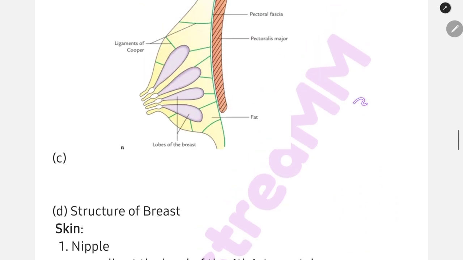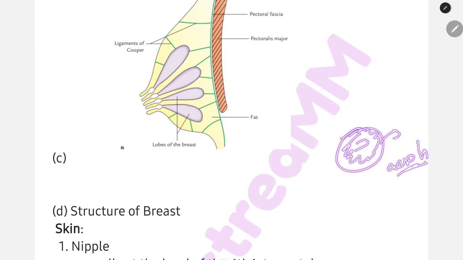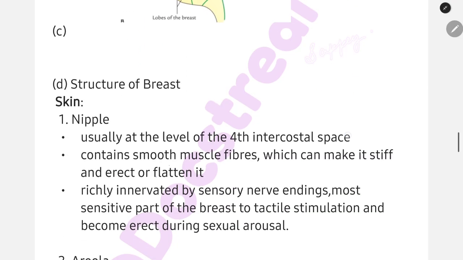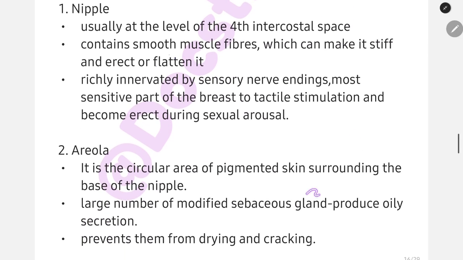Okay, areola. It is located at the base of the nipple. It is a dark pigmented area. This is called the areola. And if you have seen part 1, you already know it contains the subareolar plexus of Sappey for lymphatic drainage. It also contains sebaceous glands that provide oily secretion, so it gives lubrication and prevents drying and cracking.